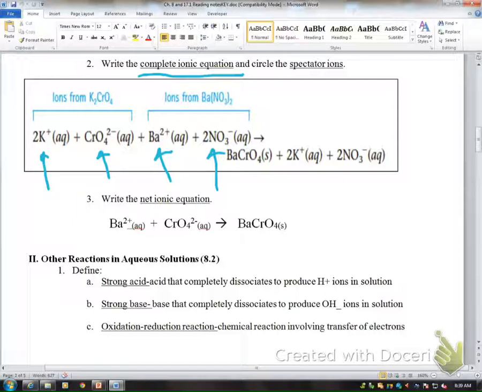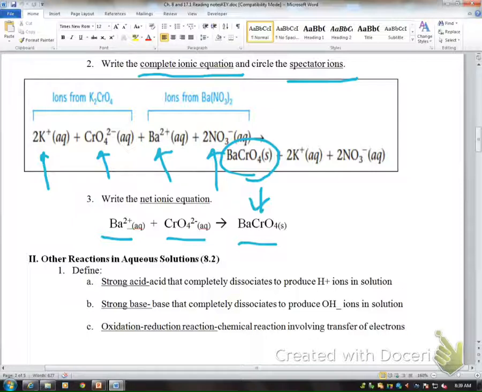A spectator ion, we'll have that definition later also. That means an ion that is simply watching, like a spectator watching a basketball game. It is not a part of the reaction. Your net product is this barium chromate right here, which became the precipitate or the solid. So the net ionic, again, know the definition of net ionic is the ions, the two ions that reacted to make your product.